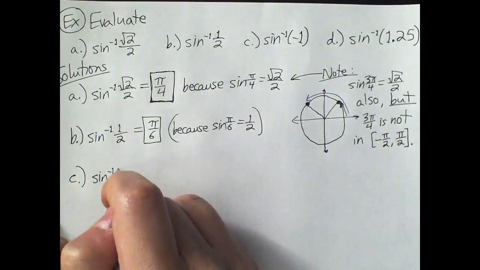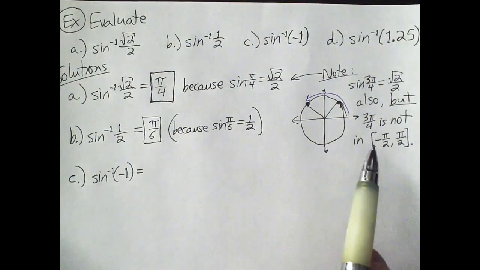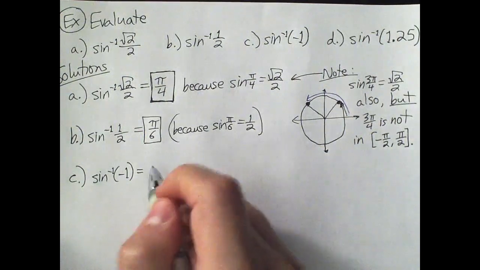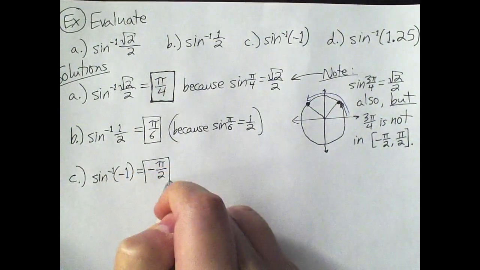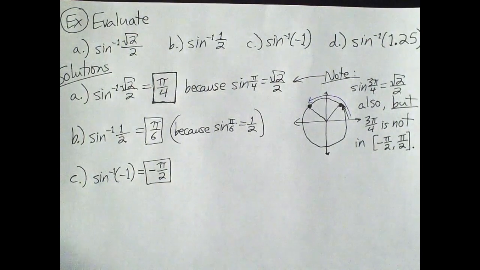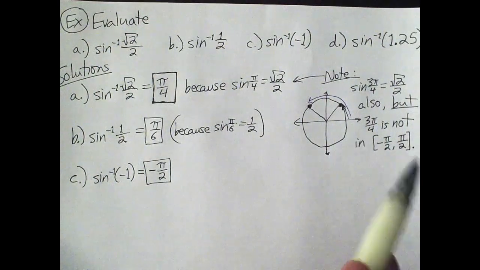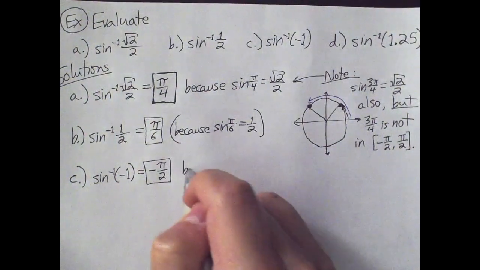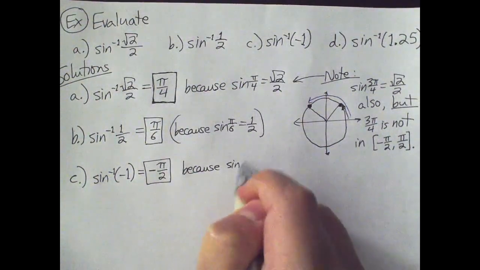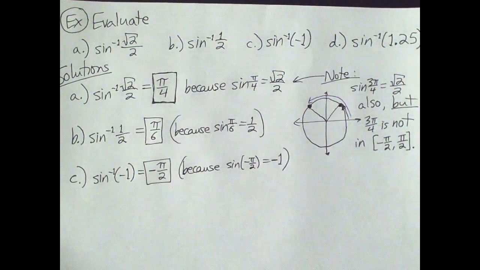Inverse sine of -1. Is there a number in that interval that when I take the sine of it, I get -1? Yes. It happens to be negative pi over 2. That's one of the endpoints of the interval, but the interval has square brackets, so the endpoints are included. So this is allowed. You can check that sine of negative pi over 2 does equal -1. So that checks out.